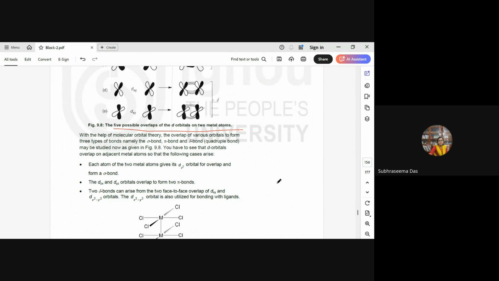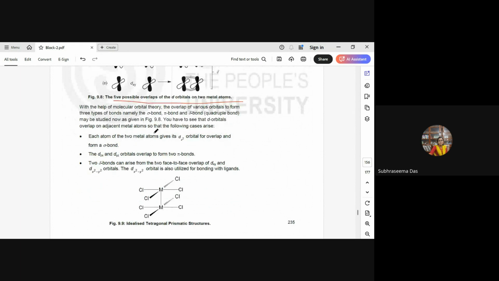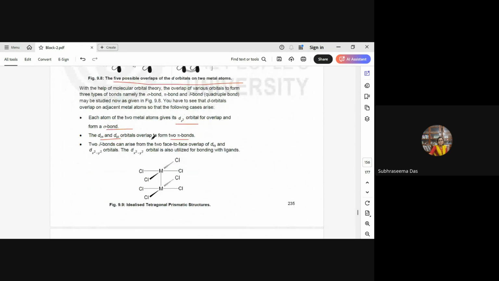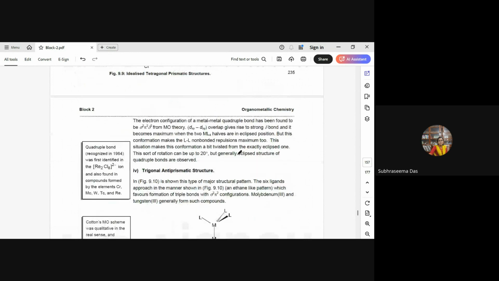We now have to see the d orbital overlap on the adjacent metals, so that the following cases arise. Each atom on the two metals gives its dz square orbital for overlap, and a sigma bond is formed. The dzx and dyz form the two pi bonds. Then the delta bond arises from the face to face overlap of the dxy orbitals. The x square minus y square orbital is also utilized for bonding with the ligand. This is how different bonding arises. The electron configuration of the metal-metal quadruple bond has been found to be sigma square, pi square, delta square from molecular orbital theory. How does this occur?